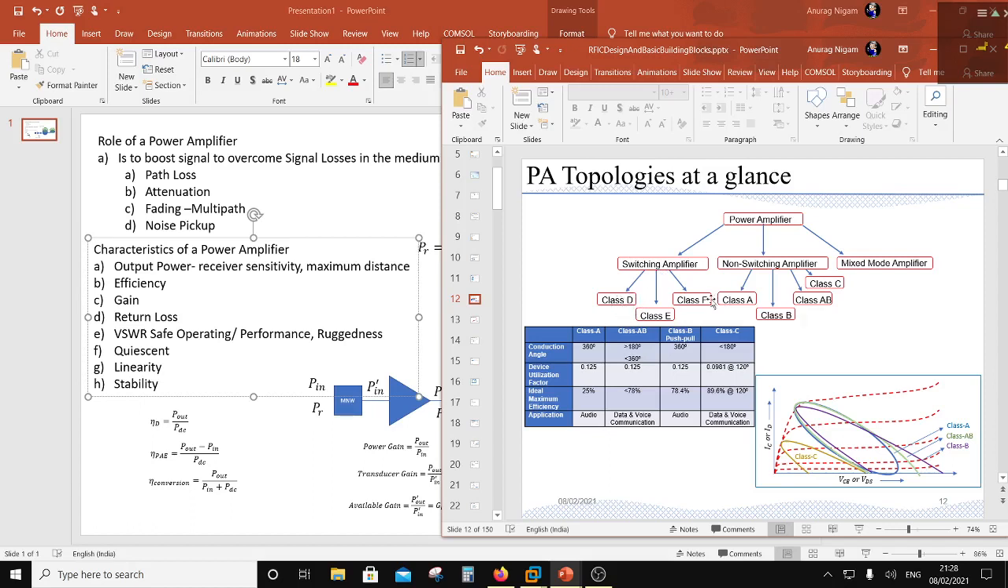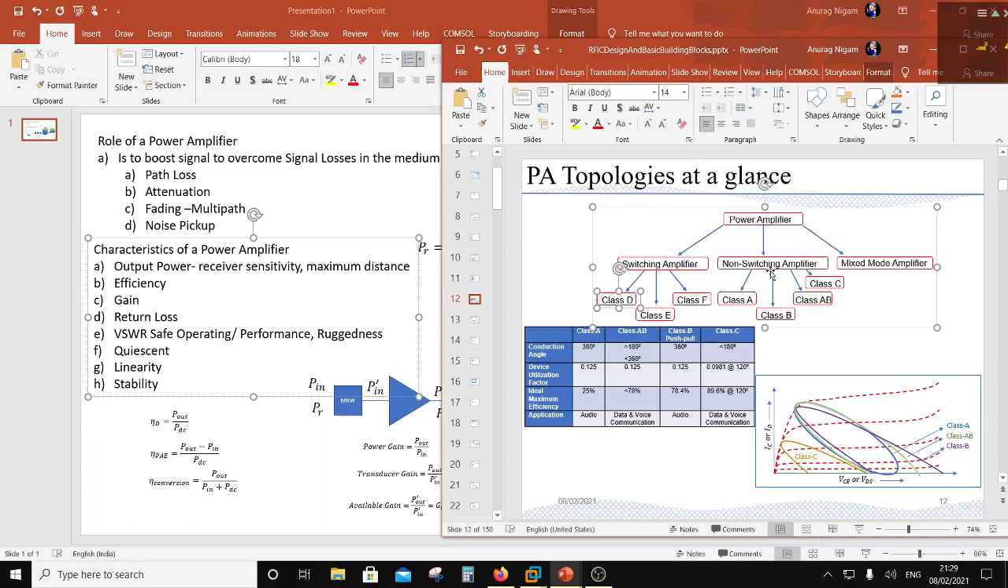And then there are different classes of switching amplifier: class D, class E, class F, right? F has again three types: F1, F2, F3. Class E is a special class which I will discuss and also design in this series, right? And then class D, I'm not going to go into a lot of detail, right? So this is about switching amplifiers.